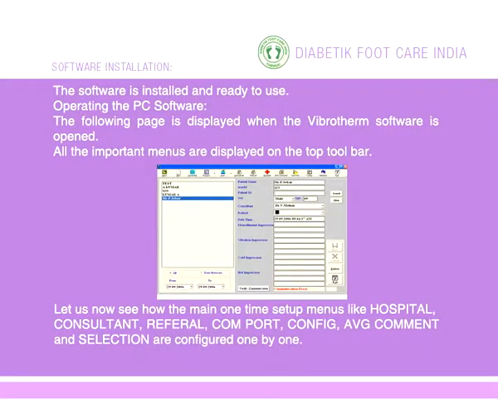Operating the PC software. The following page is displayed when the Vibrotherm software is opened. All the important menus are displayed on the top toolbar. Let us now see how the main one-time setup menus like Hospital, Consultant, Referral, Comport, Config, AVG Comment, and Selection are configured one by one.